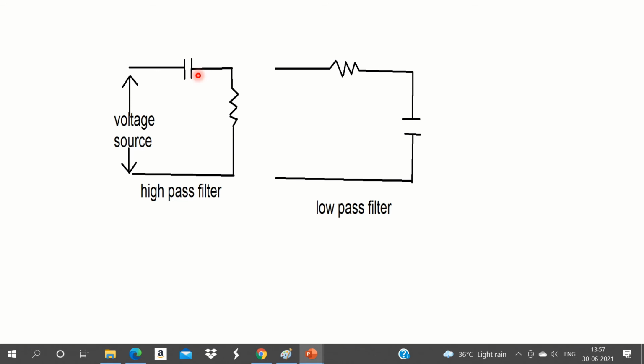So how will we differentiate the low frequencies and high frequencies? There is a term called cutoff frequency. Above the cutoff frequency, the high pass filter will allow. Below the cutoff frequency, the high pass filter will not allow. Low pass filter is the same thing. Below the cutoff frequency, the low pass filter allows. Above the cutoff frequency, the low pass filter will not allow. So filter means it offers variable impedance to variable frequencies.